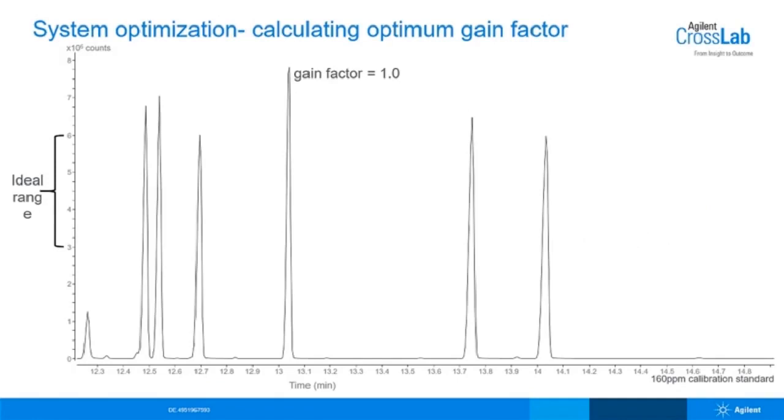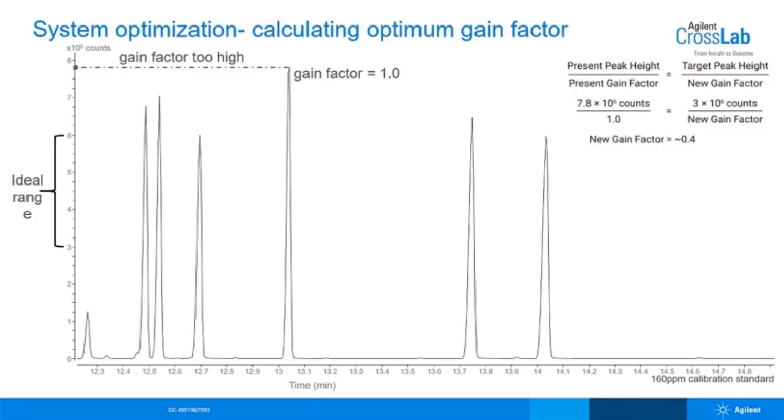So let's switch over to gain factor. Most of us probably use a gain factor of 1, but is that really the best gain factor for your analysis? So here's an example to help us determine our ideal gain factor. The ideal range for the most intense peak in an extracted ion chromatogram is 3 to 6 million counts. In this example, our gain factor is a little bit too high. So you can use the calculations shown on the right to determine a good gain factor.